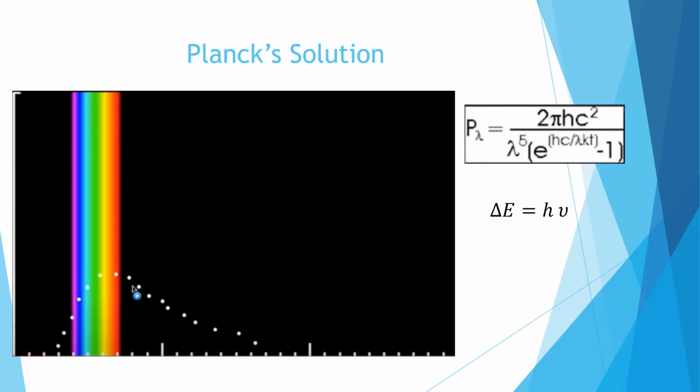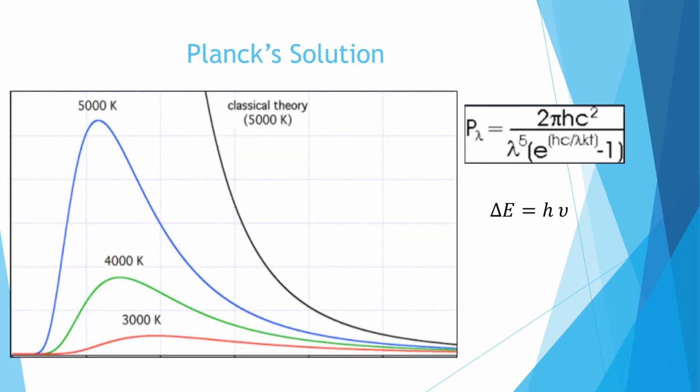To solve this issue, Max Planck developed this new equation and plotted theoretical data points on a grid for a black body of 4000 Kelvin. His points lined up almost perfectly with the previous experimental data. Don't worry about all the variables of this equation, since from this we can derive this much simpler equation. The change in energy is equal to the frequency of a wavelength times Planck's constant.